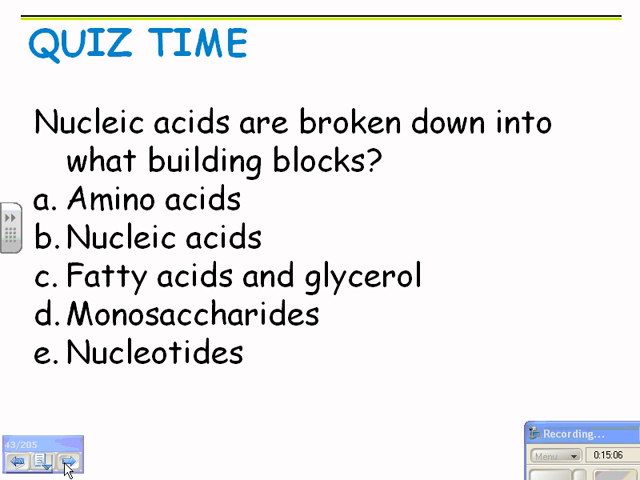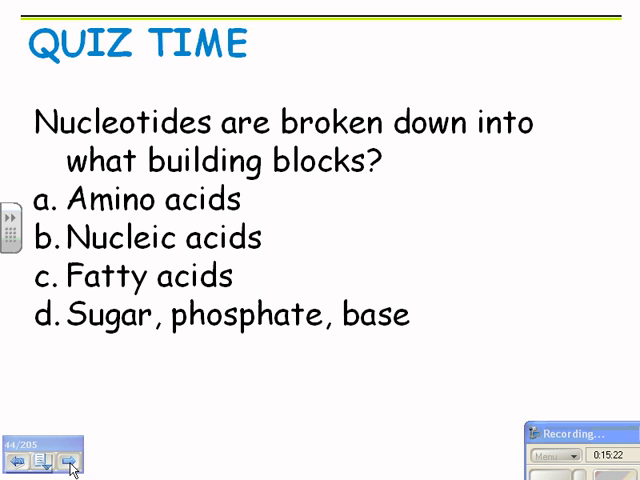Nucleic acids are broken down into what building blocks? So again, what's the monomer? Nucleic acids? No, that's the polymer. You have the right class of stuff, but you gave me the polymer. Nucleotides? I want the monomer. Good. Nucleotides.